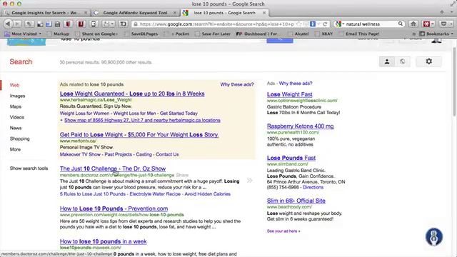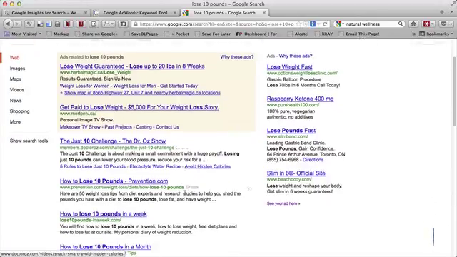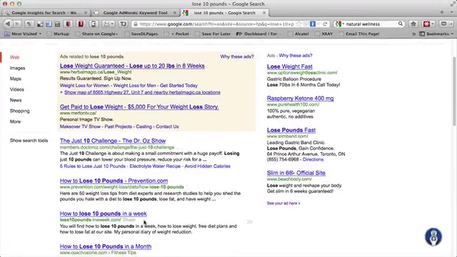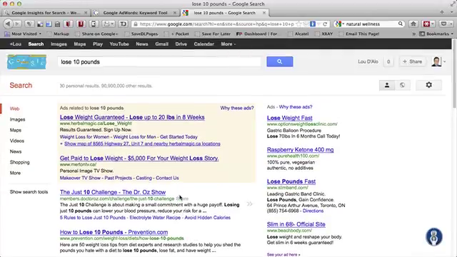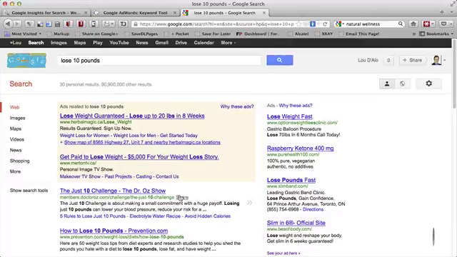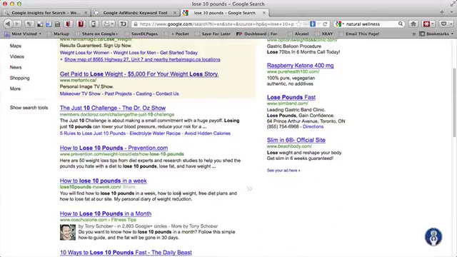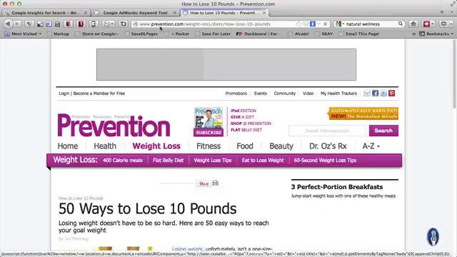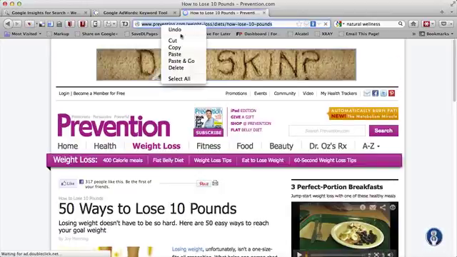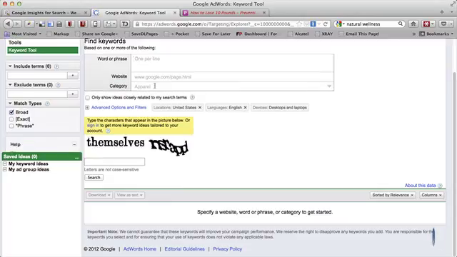Oz Show here and How to Lose 10 Pounds as a magazine, these are all of the top SEO search results. So these are the sites that have the most relevance as far as Google's concerned to the phrase lose 10 pounds. So what you want to know is, well, what else are those sites optimized for? So you might go here to lose10pounds.prevention.com, grab this URL, go back to the keywords tool and type it in here at the website.